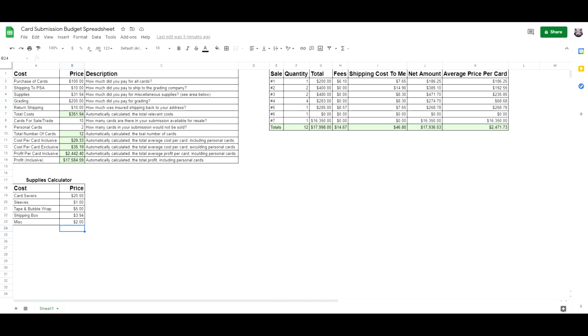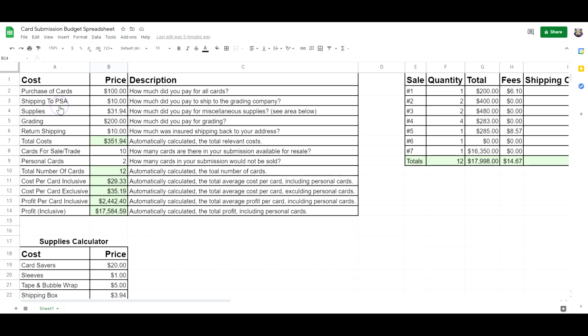Now, with that out of the way, let's go ahead and get started and take a look at the spreadsheet. More importantly, let's finally get to take a look at the costs that are relevant to PSA grading. So, as you can see on screen right now, I've made a pretty nifty list of different costs, and we'll just go through them each one by one.